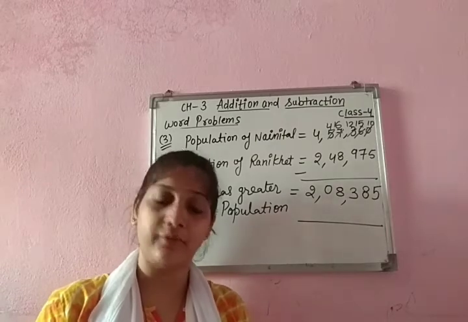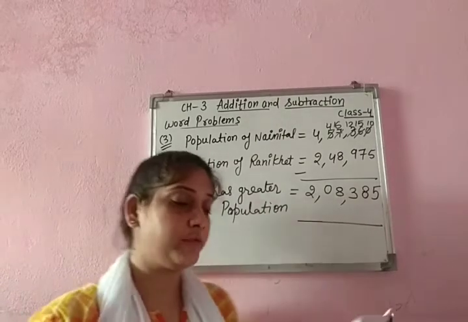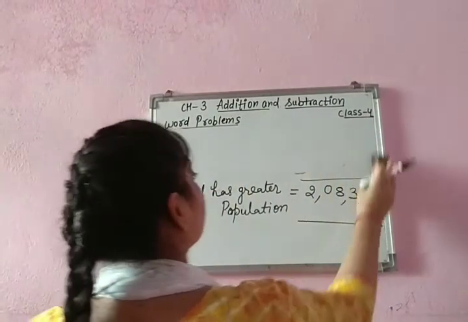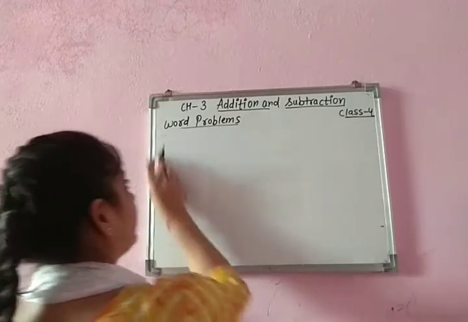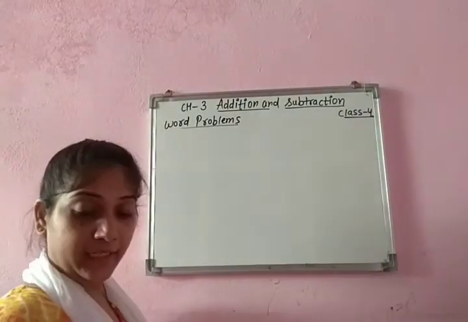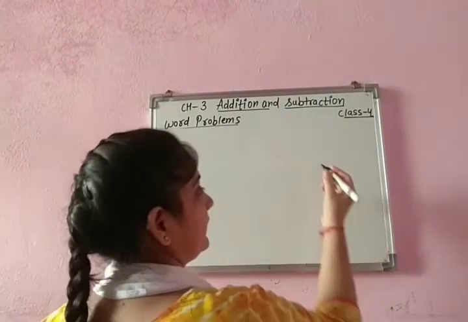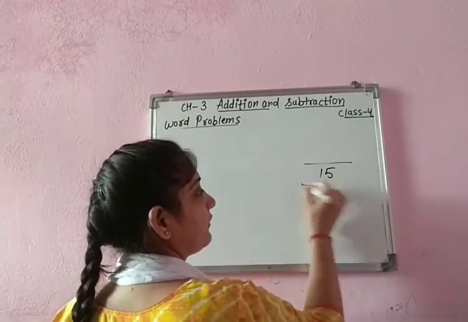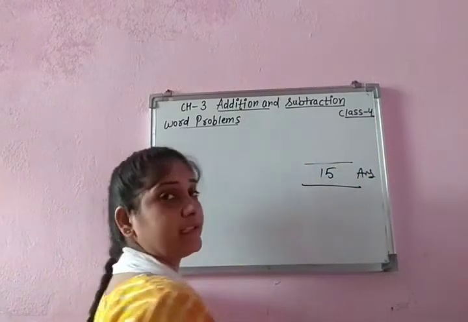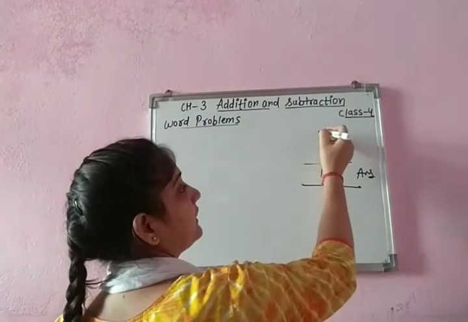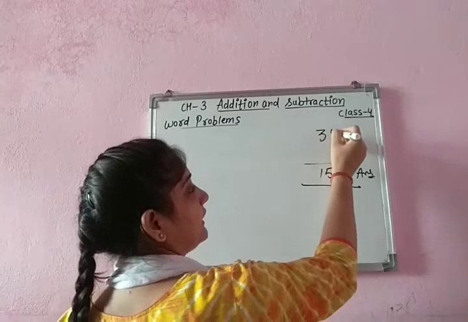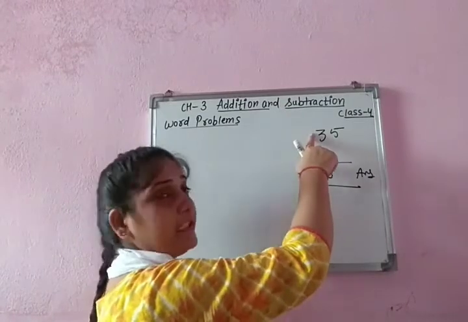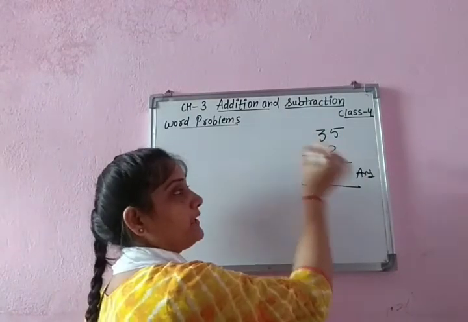Now question number 5. The difference of two numbers is given, and if the greater number is given, can you find the smaller number? Okay, let me explain with another example. Like I am having difference 15. Difference, we all know, is the answer. And the greater number is given to me, 35. The difference of two numbers is given. The greater number is given. You want to find the smaller number.